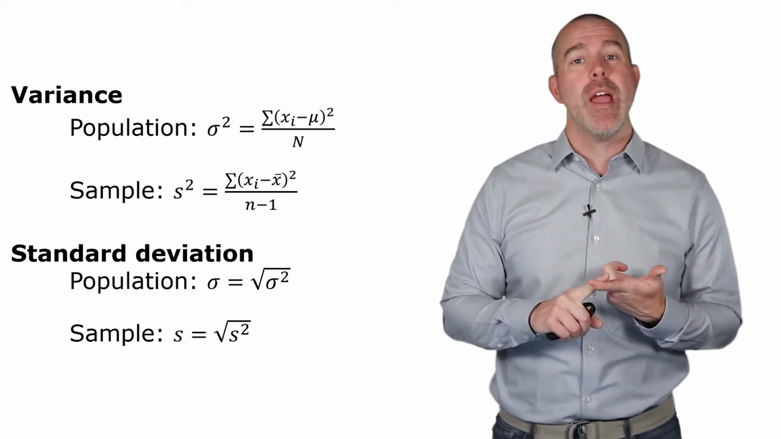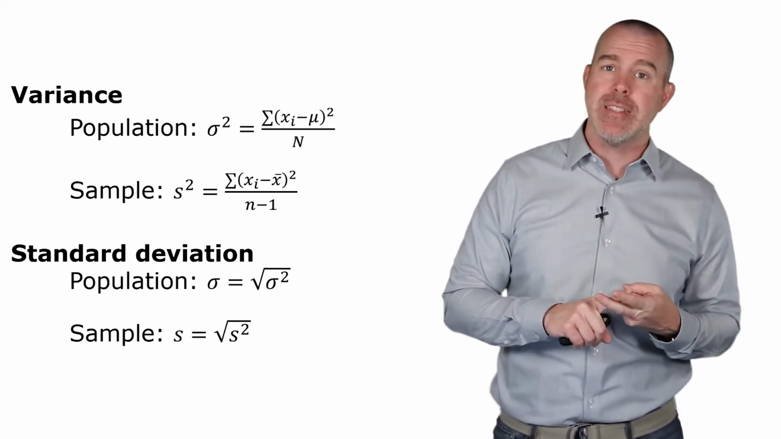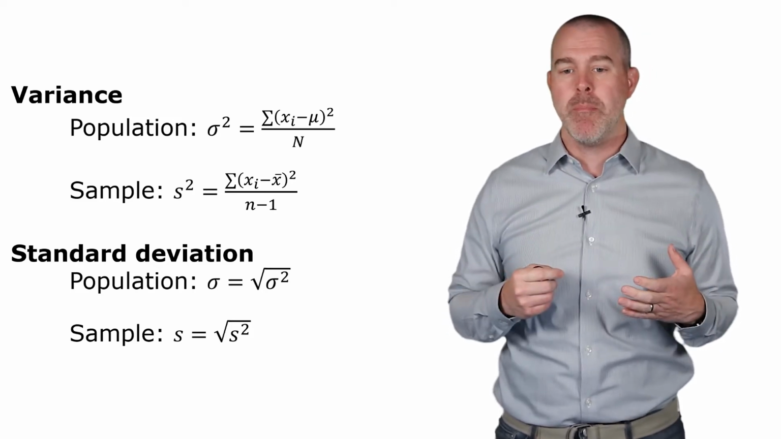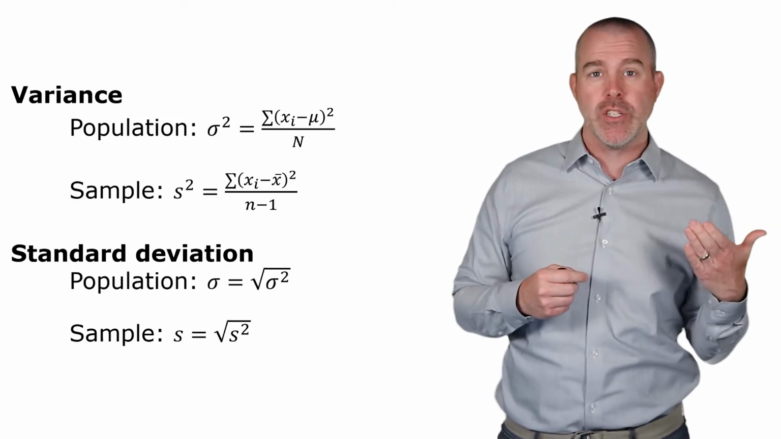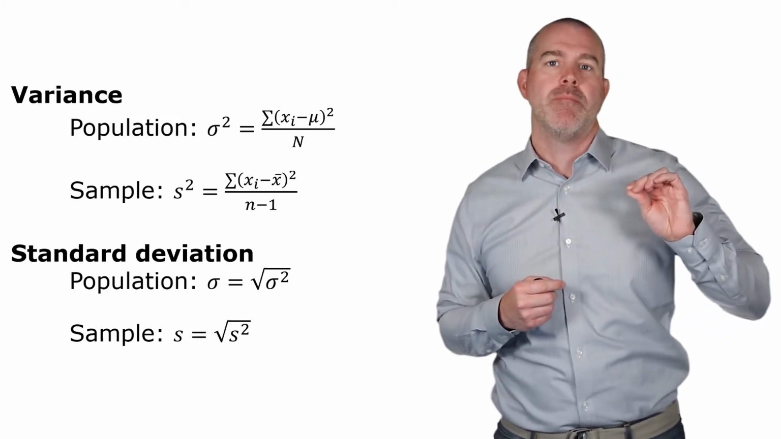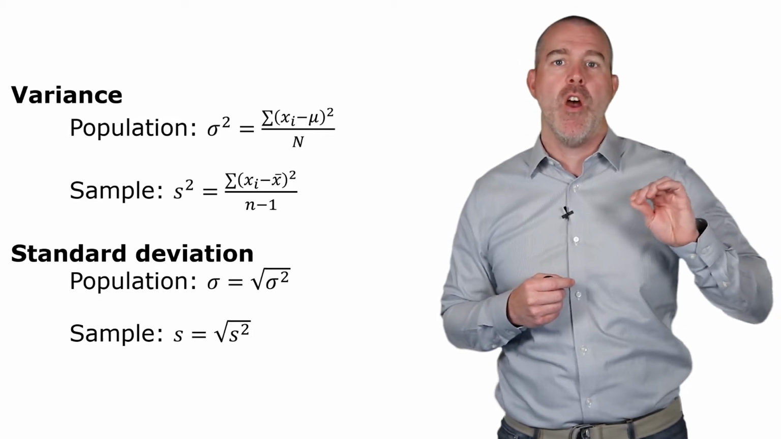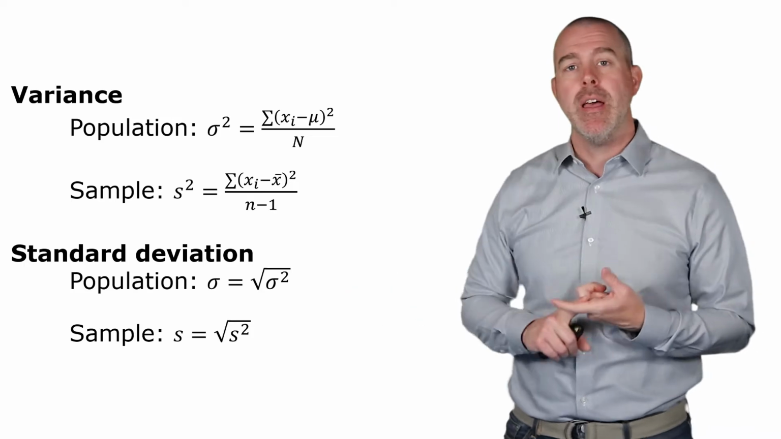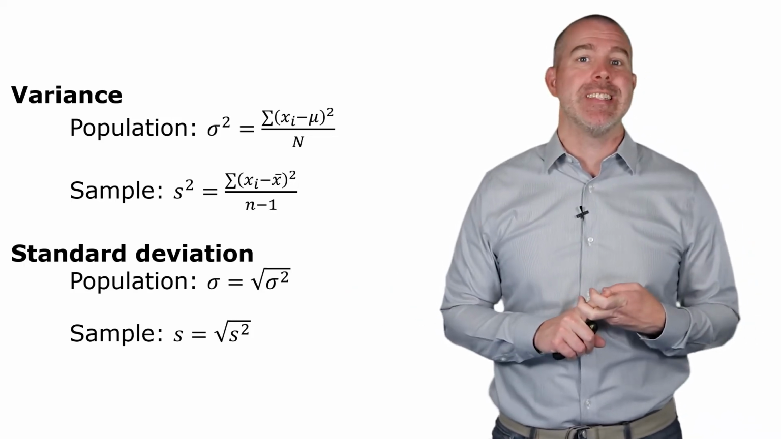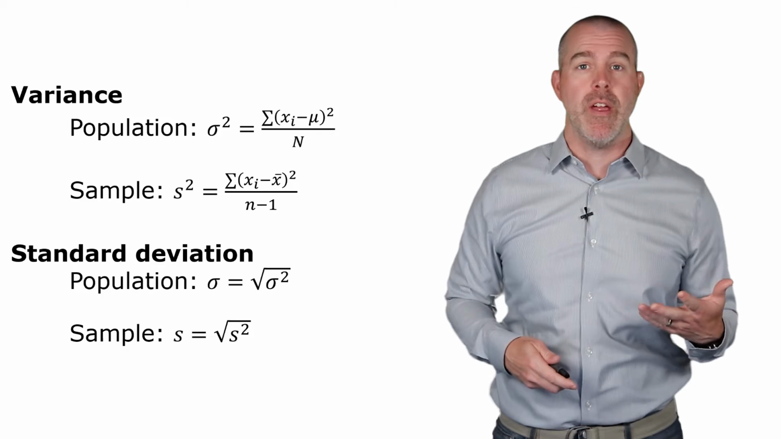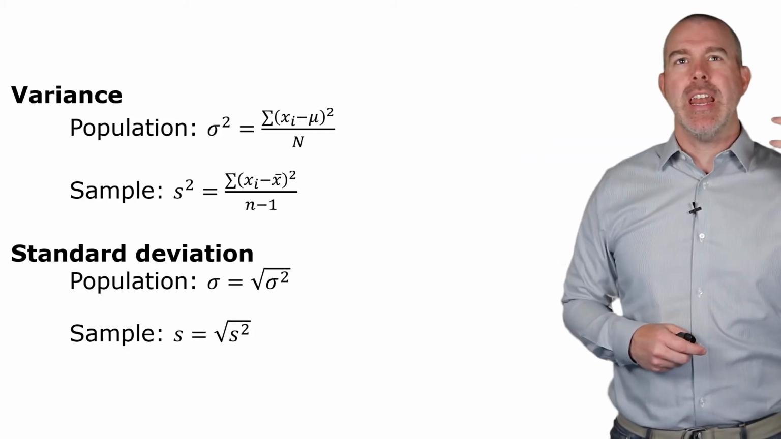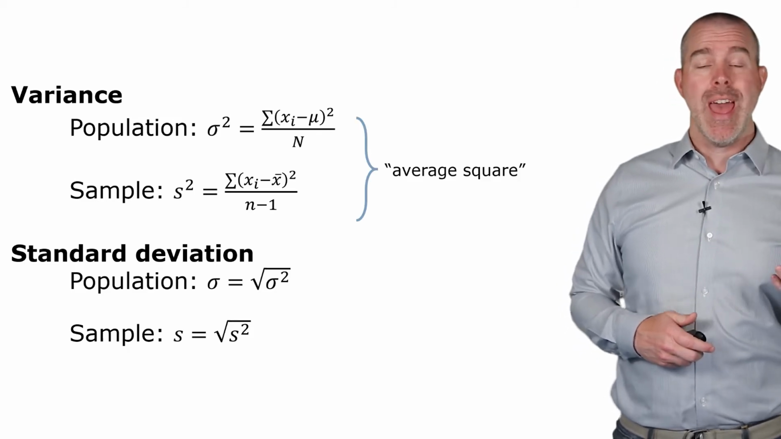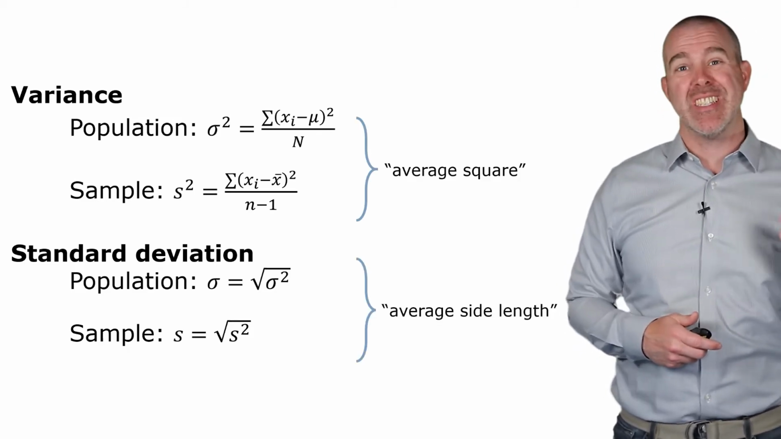We use sigma squared for the population variance, and s squared for the sample variance. You saw this with the means, where we had a Greek letter for the population parameter, and then something from our alphabet for the sample. So the population standard deviation is sigma, and the sample standard deviation is s. Those are just the square roots of the variance. And again, to remind you of the meaning behind this, the variances are the average square, and the standard deviations are the average side length.